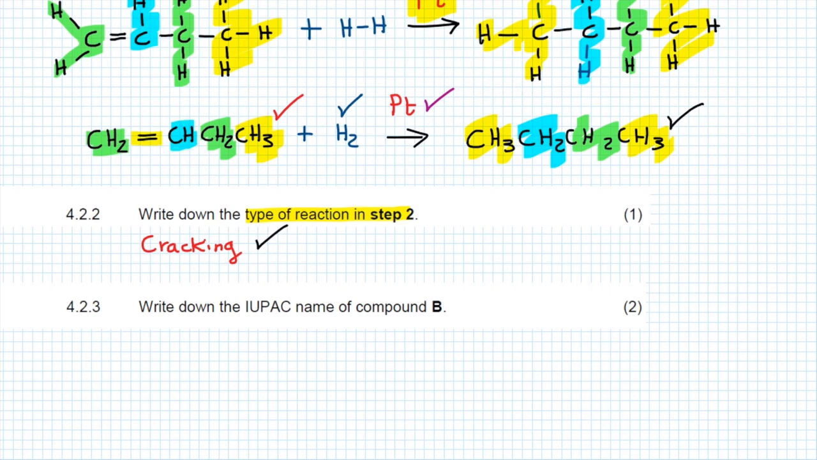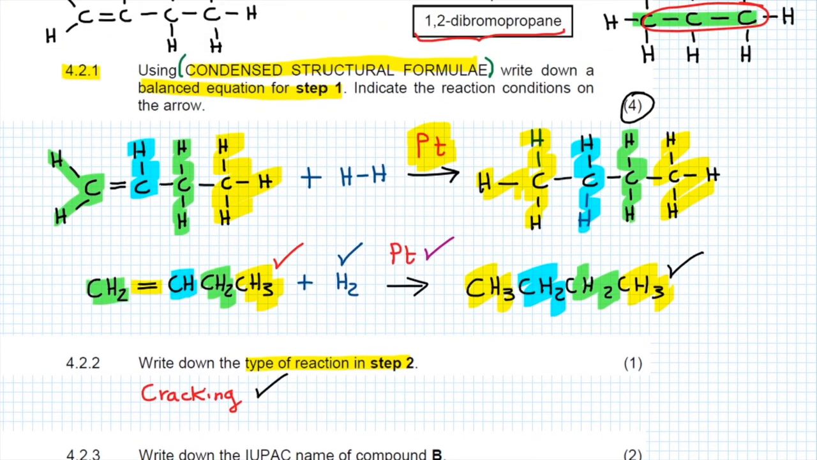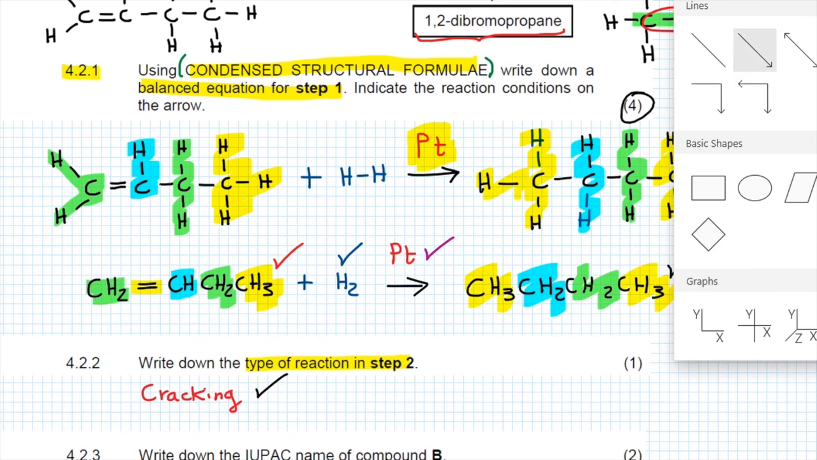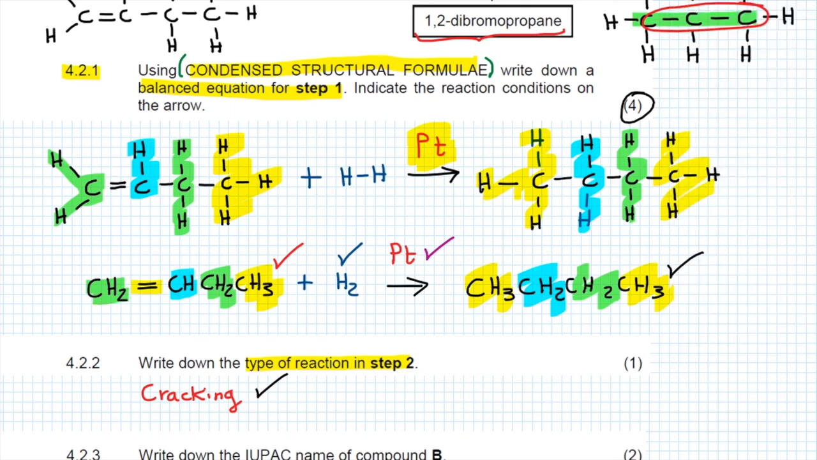Something that I forgot to mention when we were busy with 4.2.1 is when you're done drawing your condensed structural formulae from the structural formulae, please draw a line through it, because you do not want the marker to accidentally mark your structural formulae instead of the condensed structural formulae. So please, once again, I can't emphasize this enough, cancel out your workings so that the marker knows what to mark.